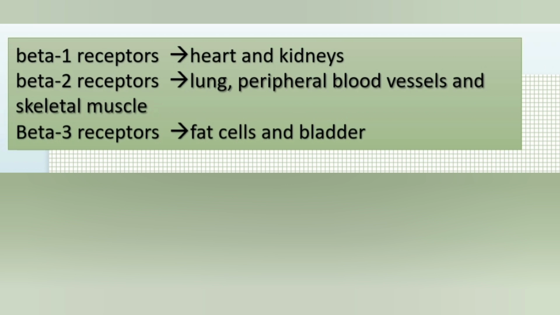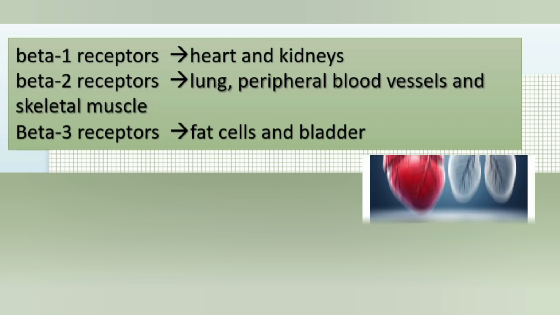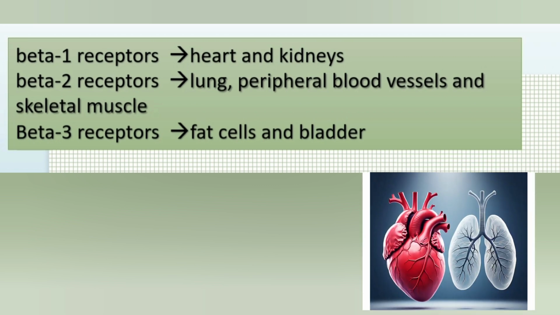But before we start, we need to know the basics. That is, beta 1 receptors are usually found in heart and kidney. Beta 2 receptors are found in lungs, peripheral blood vessels, and skeletal muscles. And beta 3, fat cells and bladder. I would like to remember it as, since we've got one heart, beta 1 is found in heart. And we've got two lungs, beta 2 in lungs.